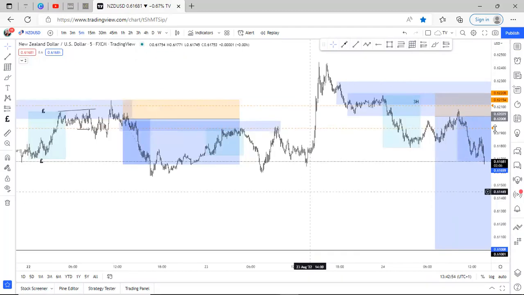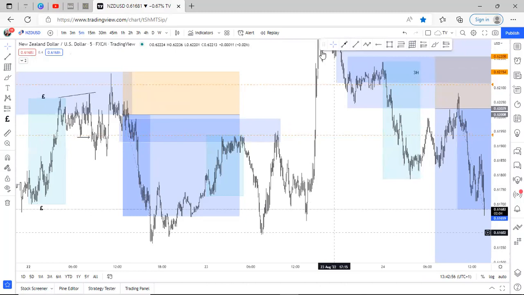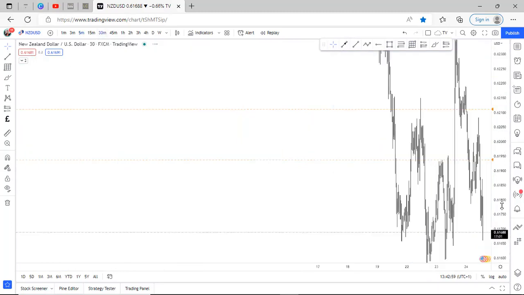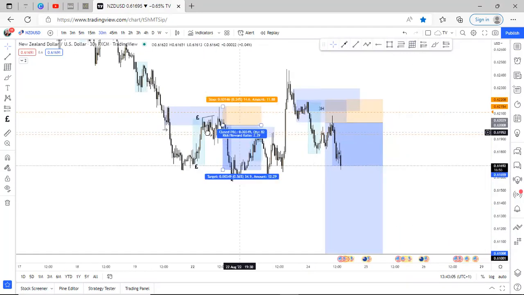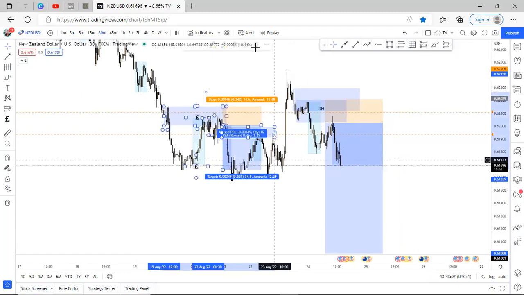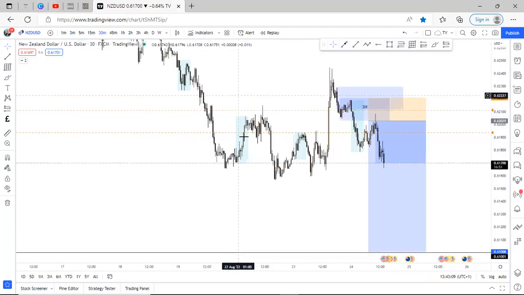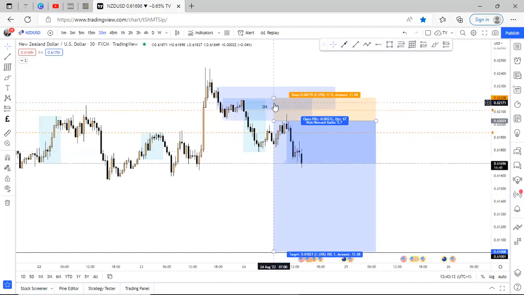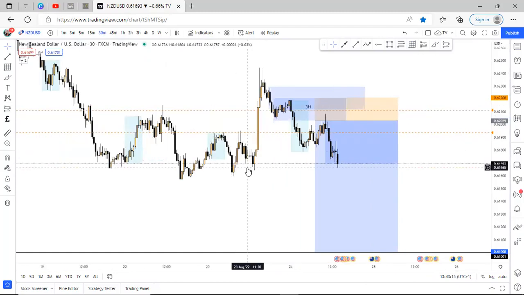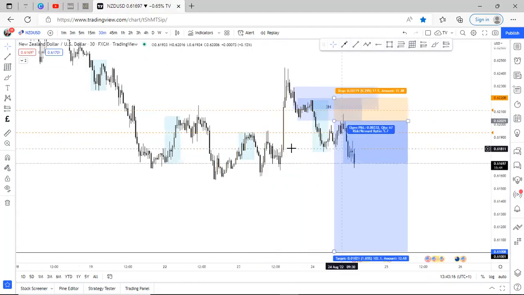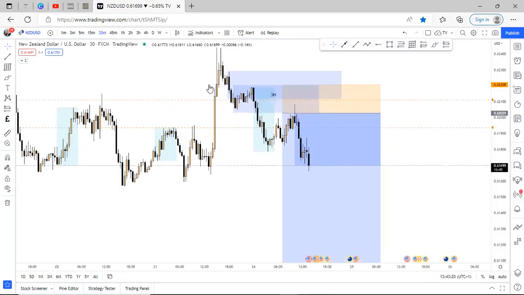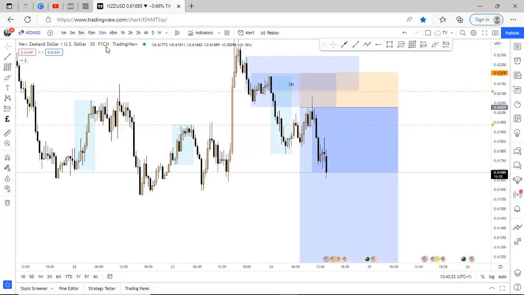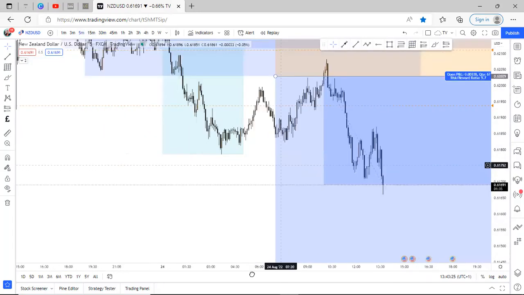So on Tuesday, yesterday, we had this spike during the news. I didn't catch this because I was focusing on EU and GU. So moving on to today, let me clear this out to make the chart clean. Looking at the chart this morning, I was looking for a sell entry on NZD USD, but my entry was not tapped.